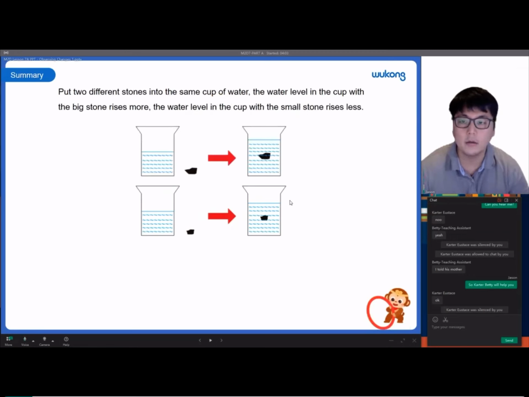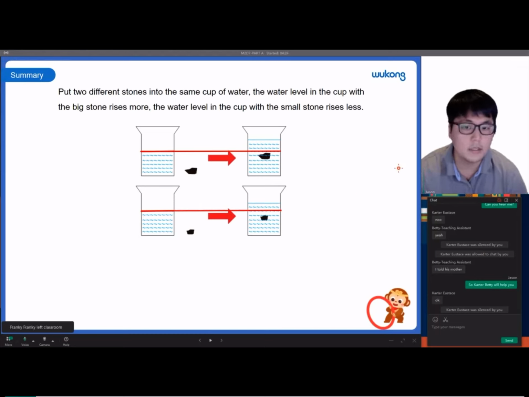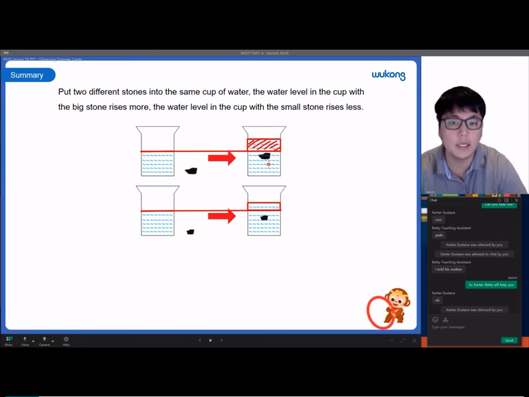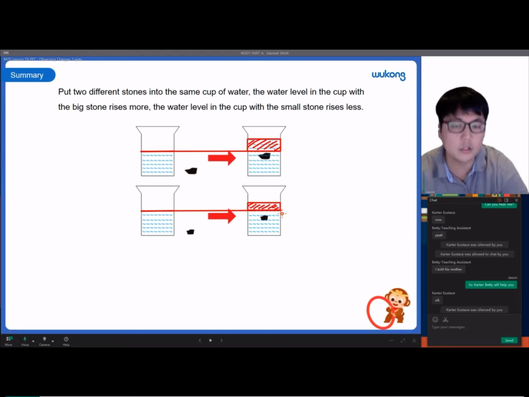Okay, so now, as you can see, you need to draw lines to show the original water level, guys, just like this. This is the original water level. And guys, you can clearly see the difference if you put a big stone and if you put a small stone. The water level goes up much higher if you put a big stone, and the water level goes up a little bit if you put a small stone.